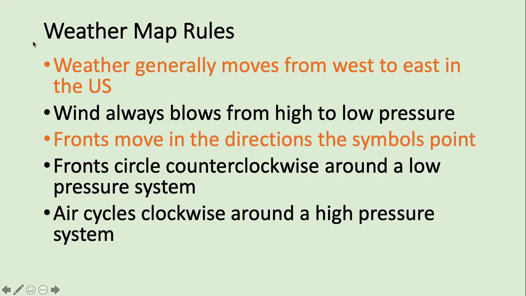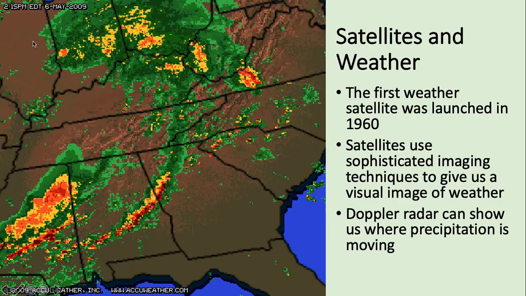So weather generally moves from west to east in the United States, and wind always blows from high to low pressure. Fronts move in the directions the symbols point, and fronts circle counterclockwise around a low pressure system. Air cycles clockwise around a high pressure system. Those are weather map rules.